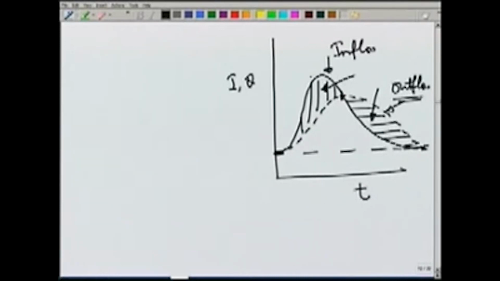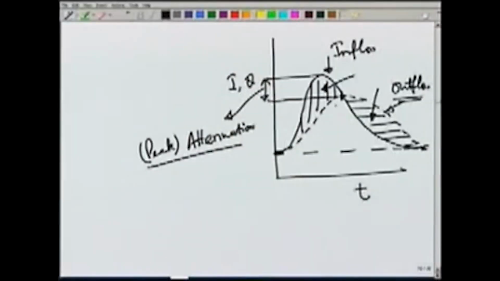The two things which should be noted here, one is the change in peak discharge. This is called attenuation or sometimes peak attenuation. Means what is the reduction in the peak as the inflow passes through the reservoir. And the other thing which can be seen from here is the lag. So, this is by how much time the peak has been delayed.